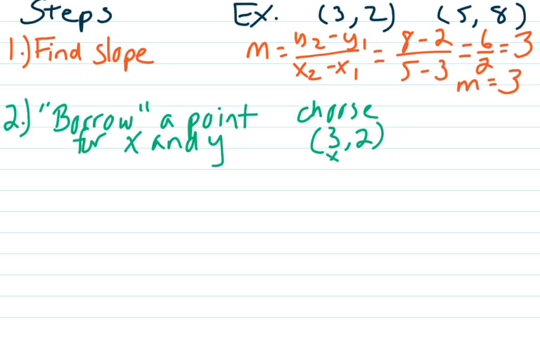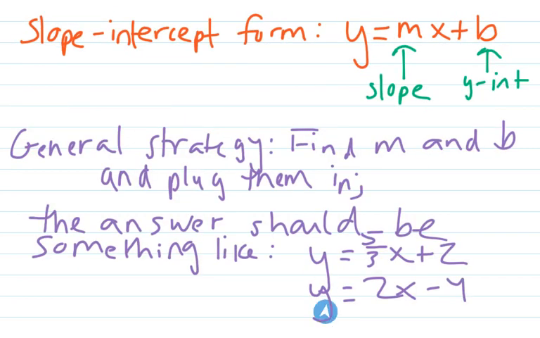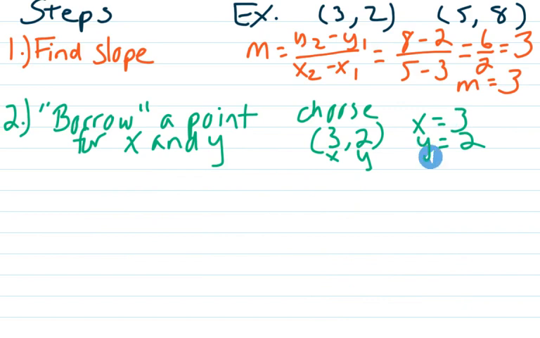Now, remember that your point is made up of the X and the Y. So in this case, the X is 3 and the Y is 2. And again, we're borrowing these numbers. We're borrowing the 3 and the 2. We're going to give them back because my answer is supposed to have an X and a Y in it. So I'm eventually going to give those back.